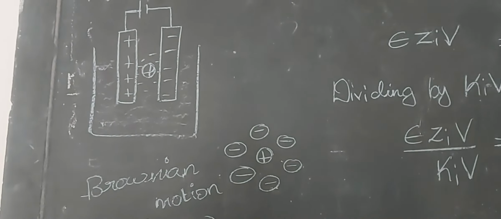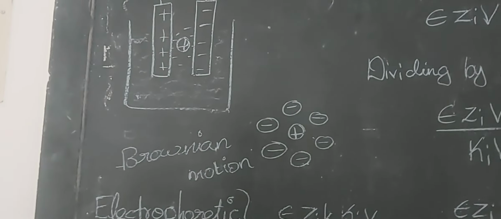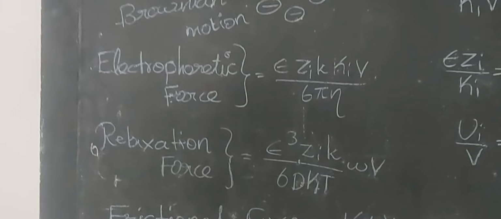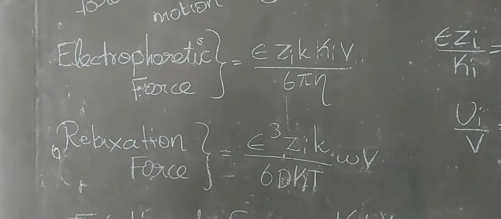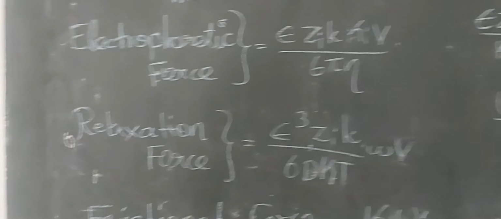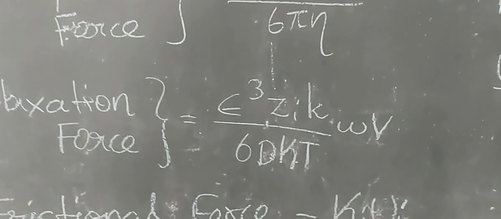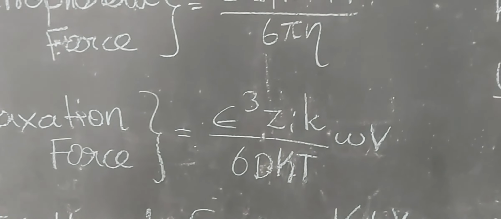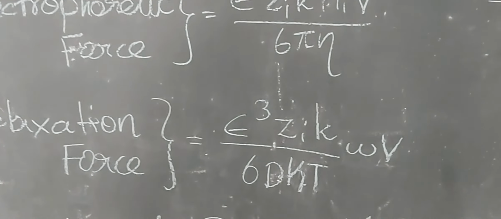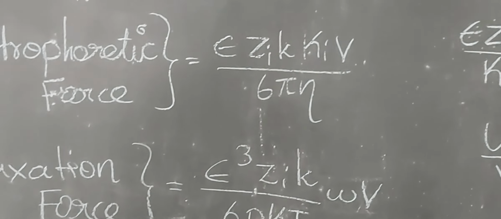This decreased speed is also known as the asymmetric effect, relaxation effect or retardation effect. The relaxation force is given in the form of epsilon cube Zi k divided by 6 d kappa T into omega v, where Zi is the charge.